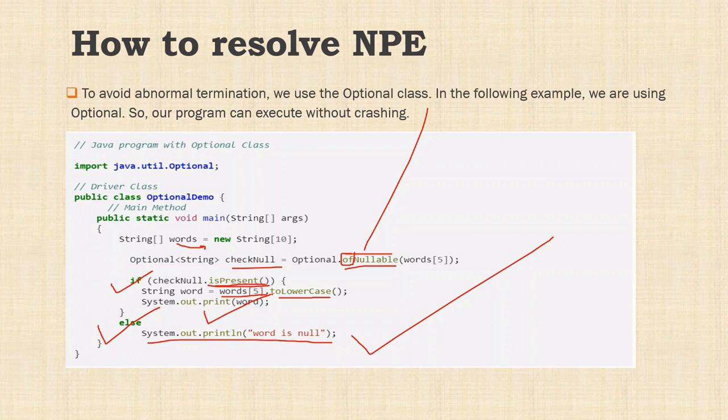To avoid abnormal termination, we use the Optional class. In the following example, we are using Optional, so our program will execute without crashing. Our program will not crash because we are using the Optional class to perform the null check. So here the output will be null instead of a NullPointerException. In the previous scenario, we got a NullPointerException.